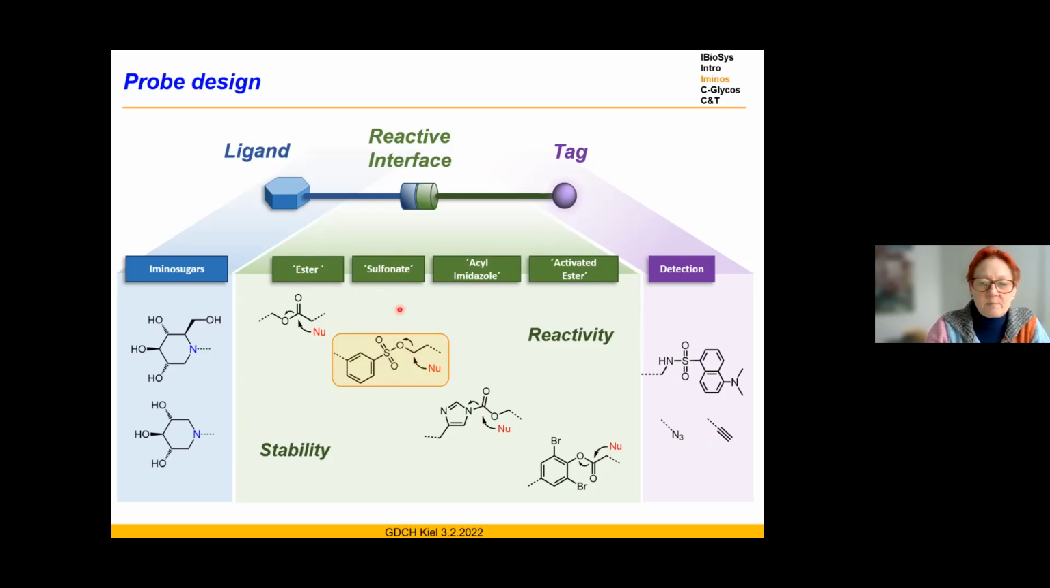And it's kind of a playing around here in this region, because esters, you know, are not so reactive. However, if they are not so reactive, the probe itself is rather stable. And activated esters here are very, very reactive towards nucleophilic attack, but that also makes the probe itself very reactive and unstable. So what you gain in reactivity, you lose in stability. This is part of the game you have to play. And today I want to show you our work on sulfonates here.